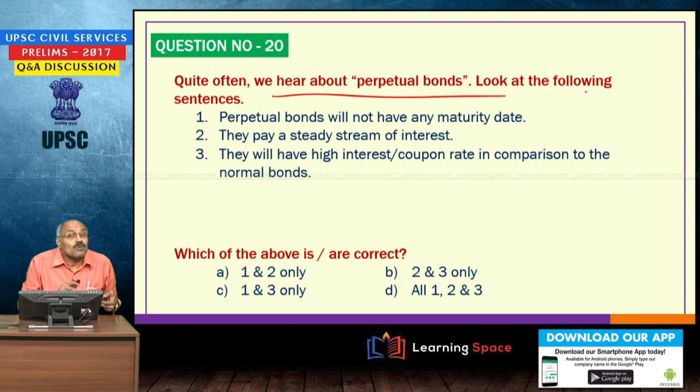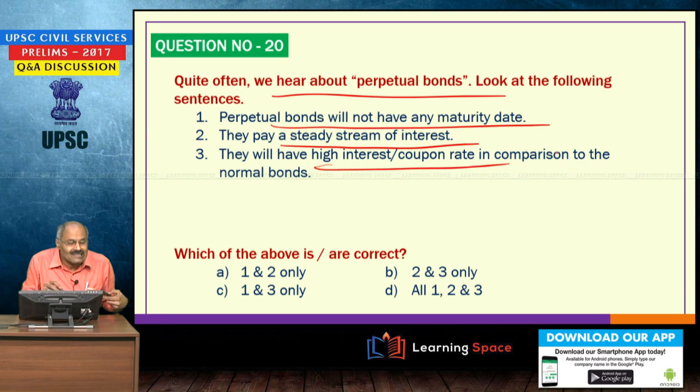Quite often we hear about perpetual bonds. Look at the following sentences. Perpetual bonds will not have any maturity date. They pay a steady stream of interest. They will have a high interest or coupon rate in comparison to normal bonds, maybe 2 to 3% higher.